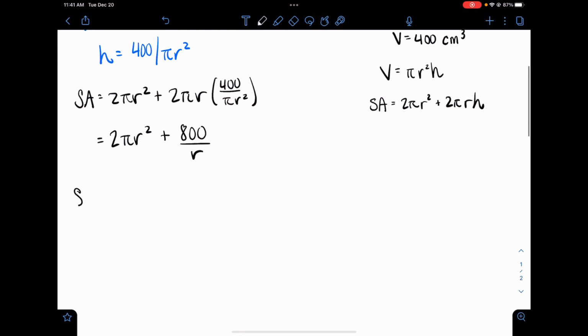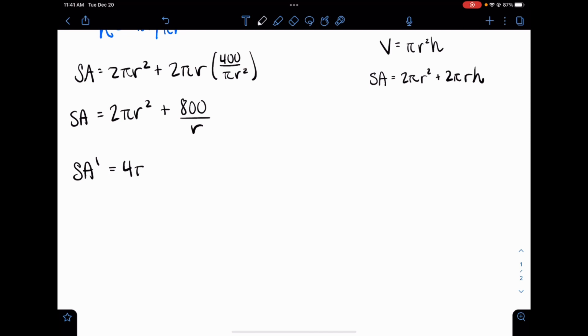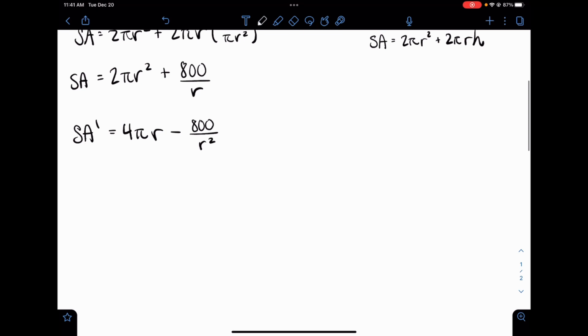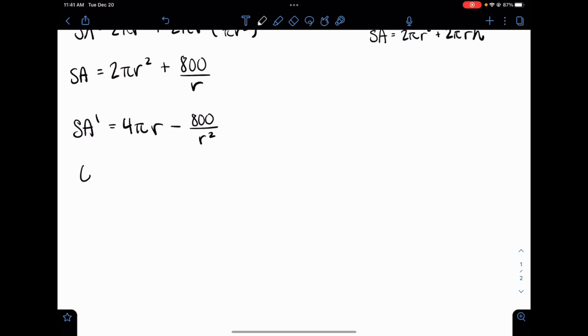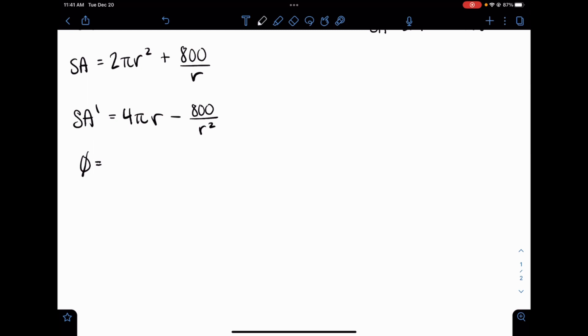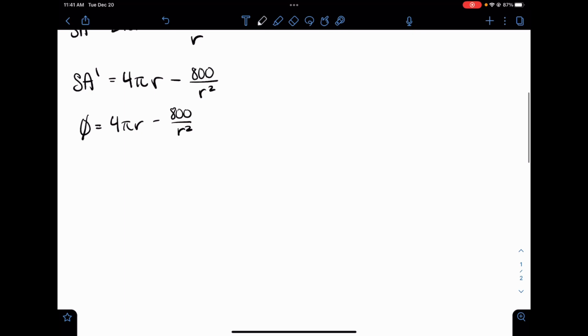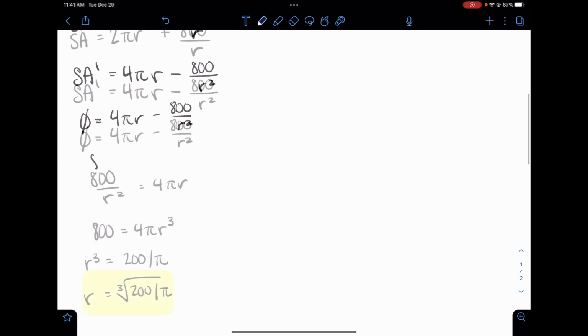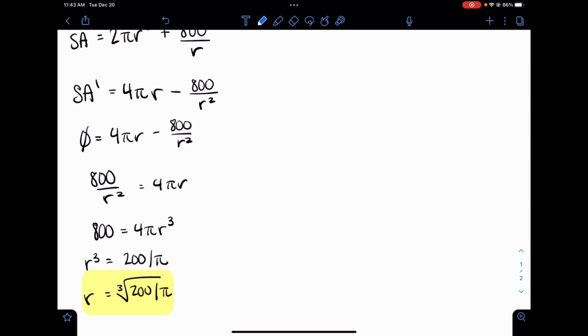If we take the derivative of this equation, we are going to get 4 pi r minus 800 over r squared. And now from this point, we want to set this equation equal to 0. If we set this to 0, we're going to get 4 pi r minus 800 over r squared equals 0, and then you're simply going to solve for radius at this point. When you solve for radius, you're going to get the cubed root of 200 over pi, and then the last thing we need to do is solve for height.